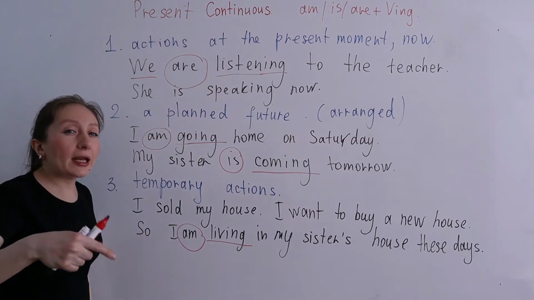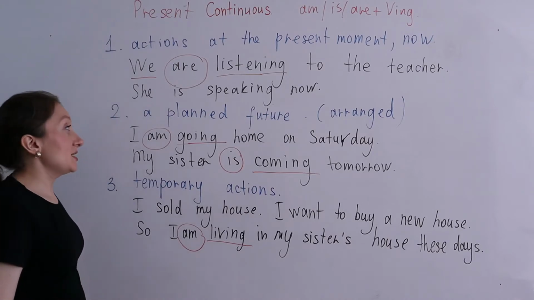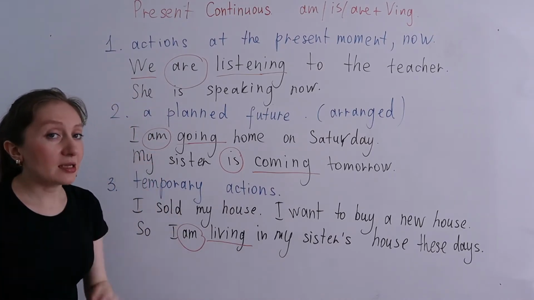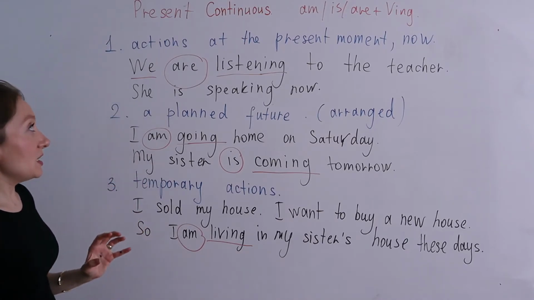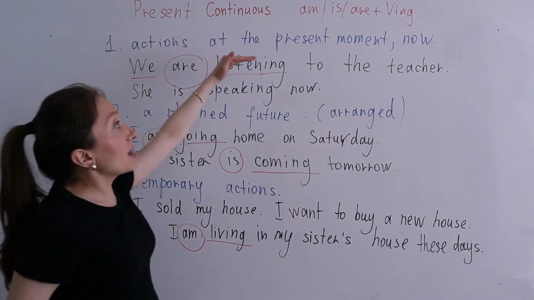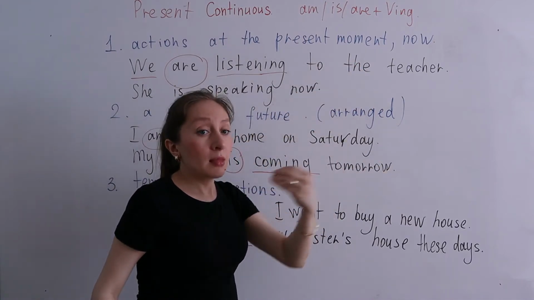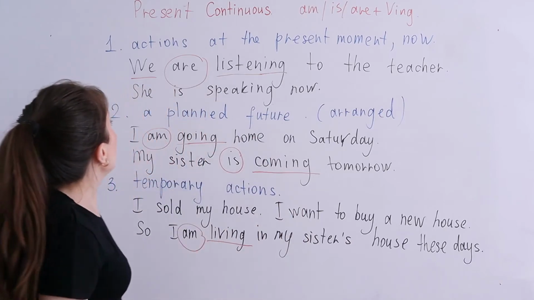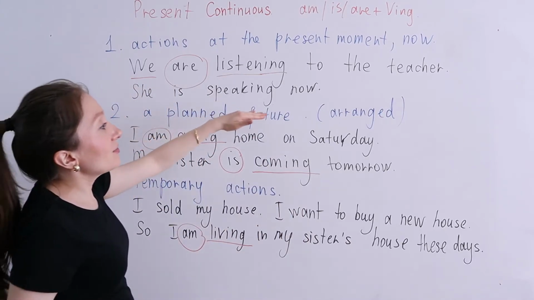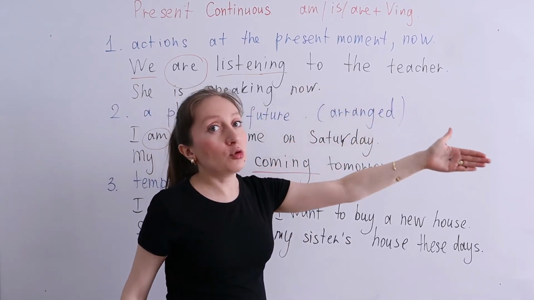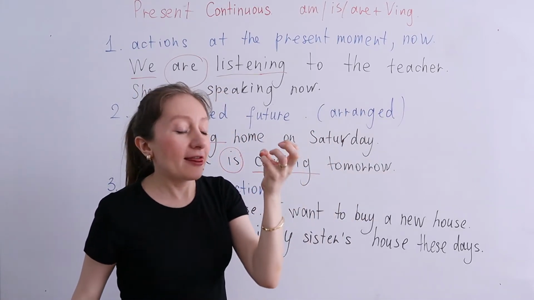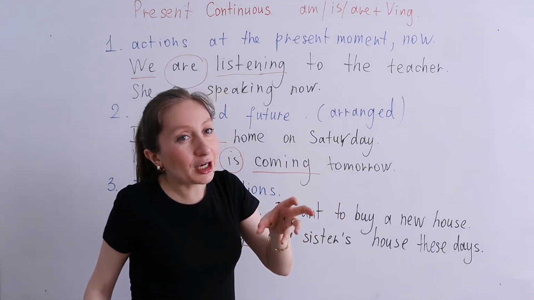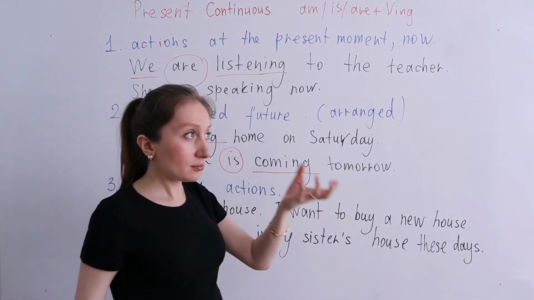Now, when and why do we use present continuous? Remember, 3 cases when we use present continuous. 1: actions at the present moment. Now, I am speaking, you are listening, right? Next, 2: a planned future or arranged future. Your plans that for sure will happen, that they are certain, okay?